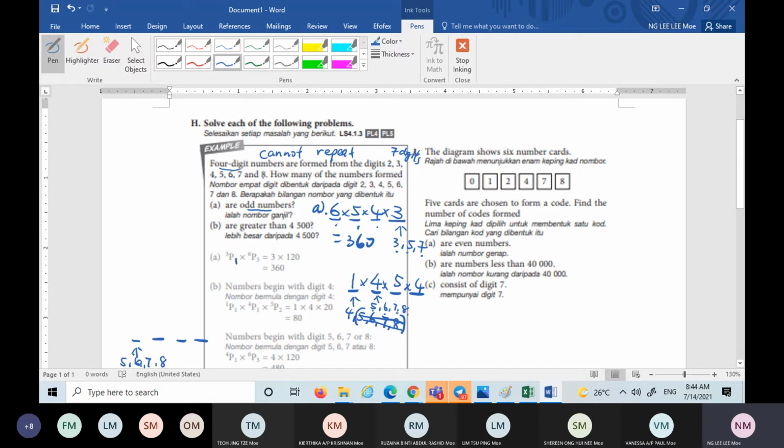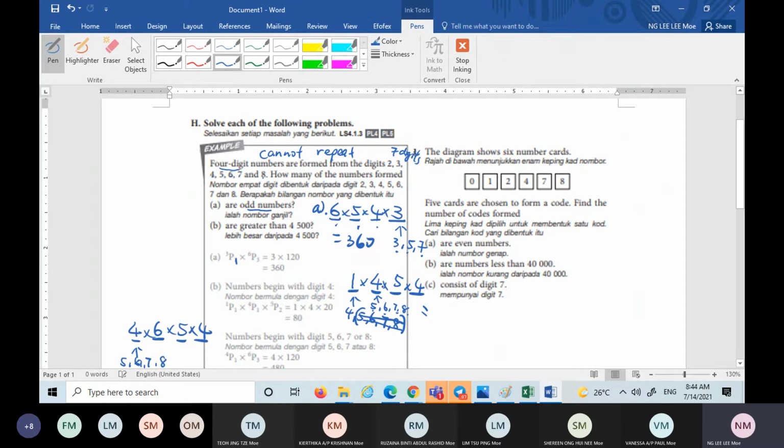The other method, for the first digit is 5, 6, 7, 8. So 1, 2, 3, 4, 4 methods. If the first digit is either 5, 6, 7, 8, then for the second digit we don't care already. Definitely it will be bigger than 4,500. So the second digit is free, no constraint. After you fill out 1 digit, out of 7 digits you have 6 digits left. So 6, 5, 4. Then this one you multiply, this one you multiply. At the end, these two add up.